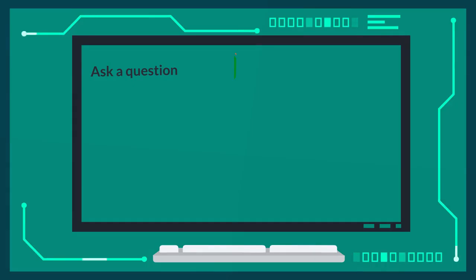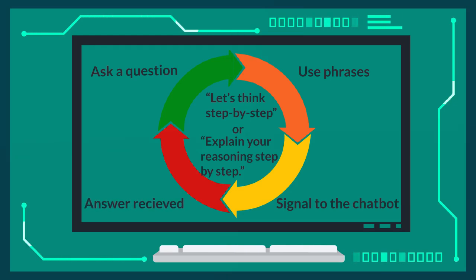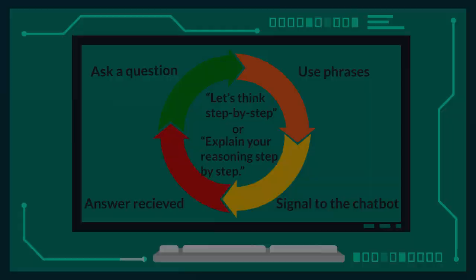When asking a question to an AI chatbot using Chain of Thought Prompting, you'll want to add phrases like, "Let's think step by step," or "Explain your reasoning step by step." These prompts signal to the chatbot that you want it to break down its thought process instead of simply providing a direct answer. Now let's see Chain of Thought Prompting in action.